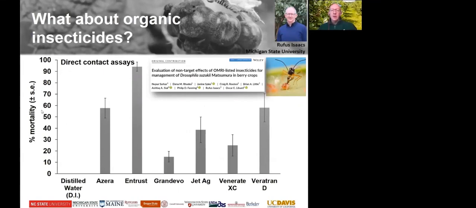So there are choices that organic growers can make on balancing this toxicity against the key pest versus the risk of knocking out these beneficial insects that we're so interested in getting into crop systems.